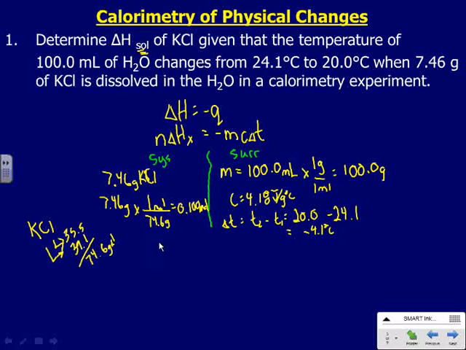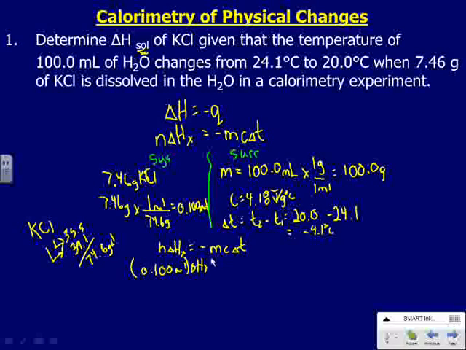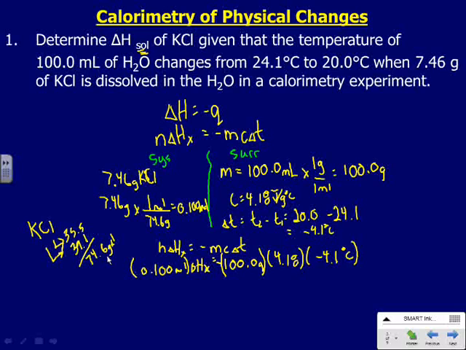So I'll rewrite n delta HX equals negative m c delta T, 0.100 moles, delta HX, pardon the scribbles, m 100 grams. Oh, I dropped the negative. Negative. Put brackets around the mass. c 4.18. Delta T negative 4.1 degrees Celsius.